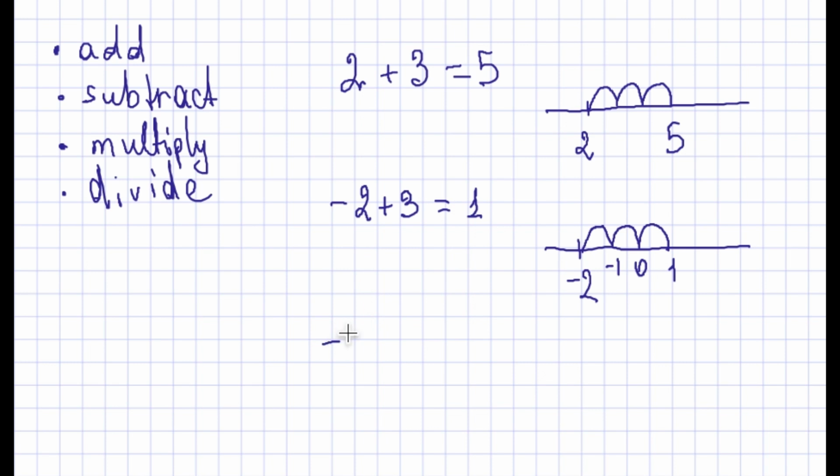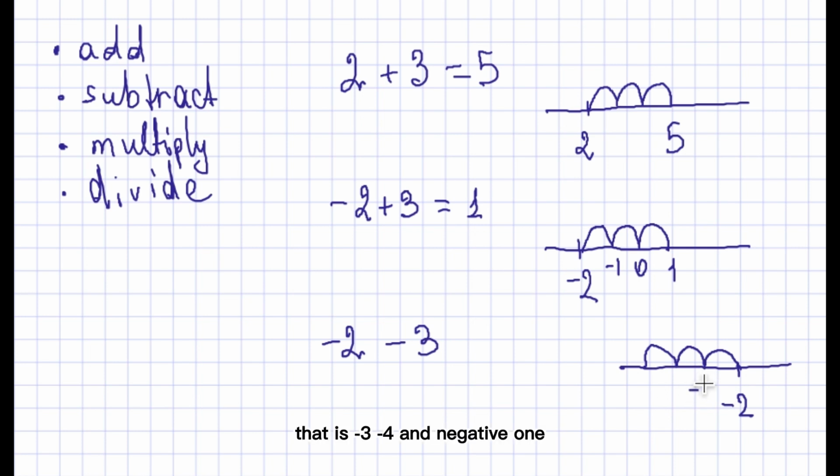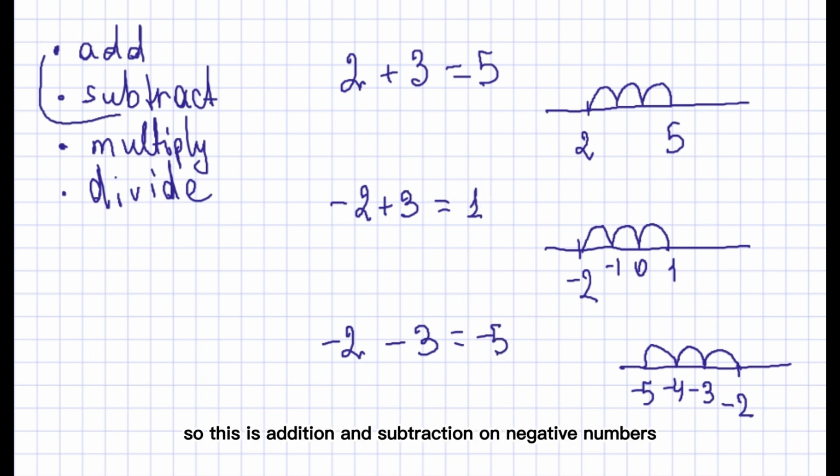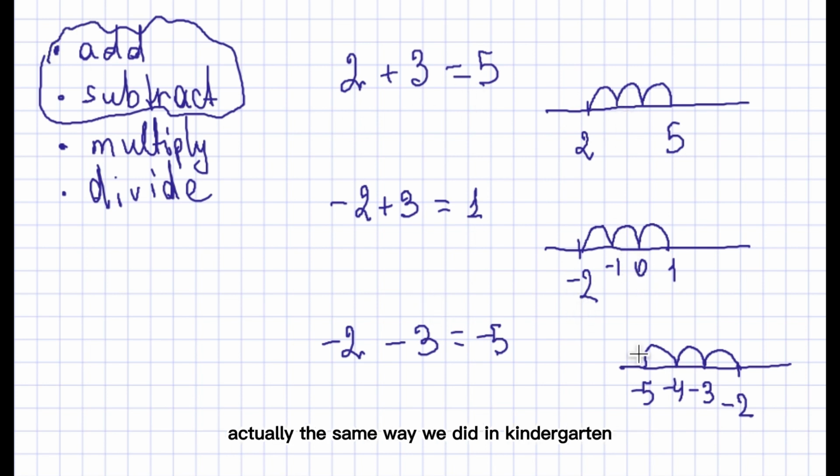What about -2 minus 3? Okay, again I have -2. Now I will go back. I will go left side. 1, 2, 3 steps. That is -3, -4, and -5. So this is addition and subtraction on negative numbers, actually the same way we did in kindergarten, in preschool, in grade 1. We started to learn addition and subtraction on the number line.